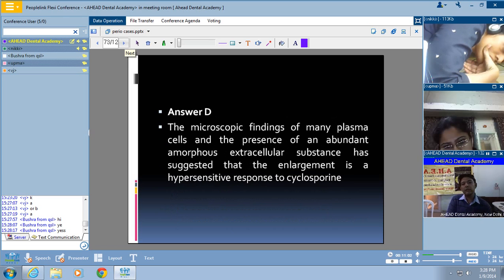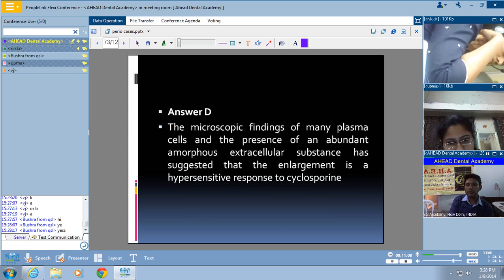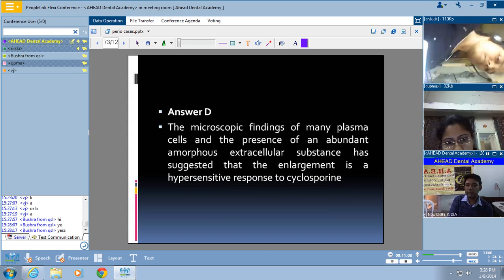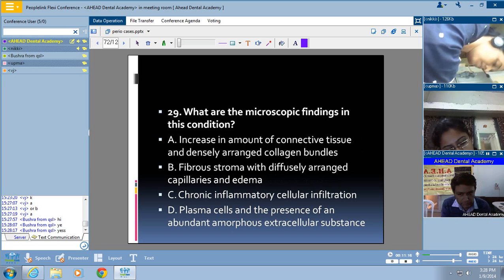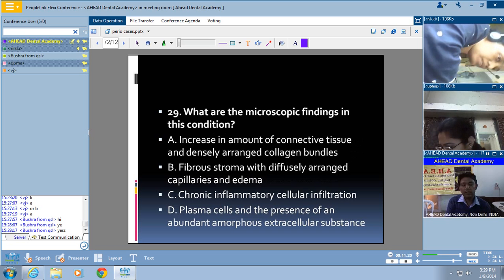The answer is D. The microscopic finding of many plasma cells in the presence of abundant amorphous extracellular substance has suggested that the enlargement is a hypersensitive response to cyclosporine. This is a very standard answer picked up from the book. Whenever you have plasma cells and abundant amorphous extracellular substance, that indicates cyclosporin-induced enlargement.